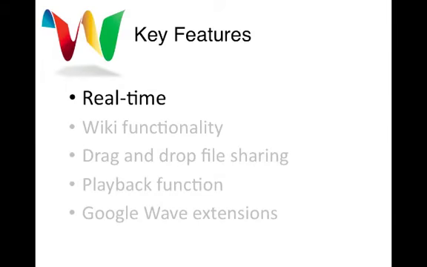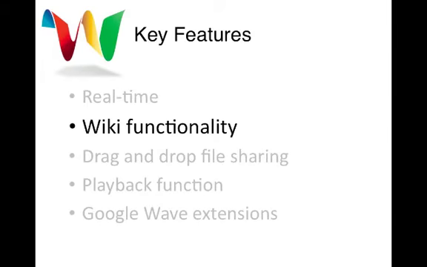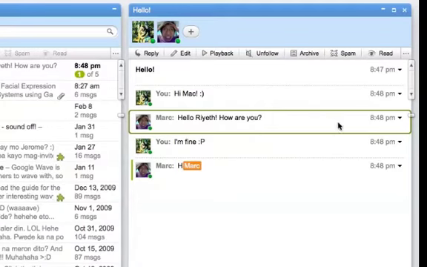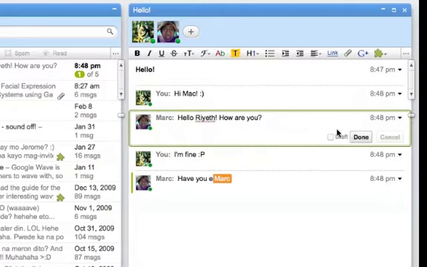So next is wiki functionality. In the wave, everything is shared. Everything written on the wave can be edited, added, or deleted by every participant on the wave. To show you, I'm going to continue my previous wave conversation and edit a wavelet created by my friend Mac. To edit, just double-click the corresponding wavelet. An option to reply or edit appears. Click Edit and type in whatever you want.